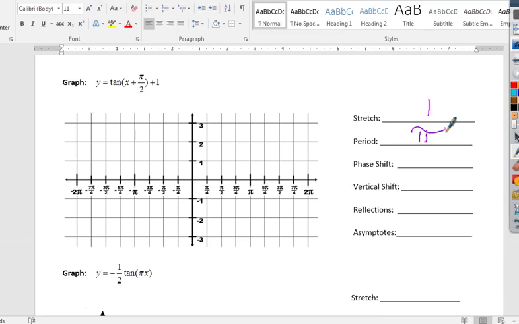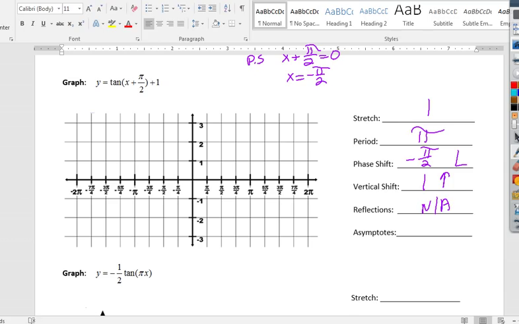We do have a phase shift. We solve our phase shift by solving what's in the parentheses and setting it equal to 0. So x is equal to negative pi over 2. So the phase shift is negative pi over 2. Keeping in mind when solved, it is showing the true direction, so this will be to the left. We also have a vertical shift of 1 up. Since the entire function is positive, there is no reflection.